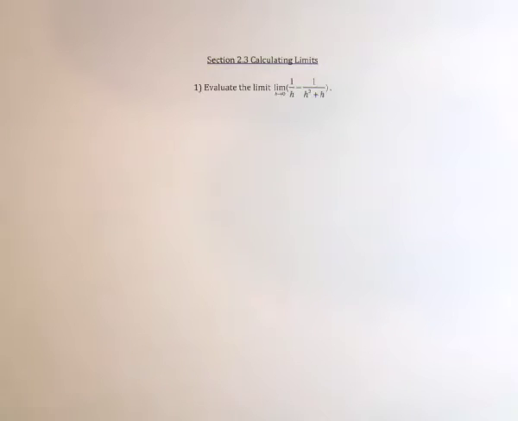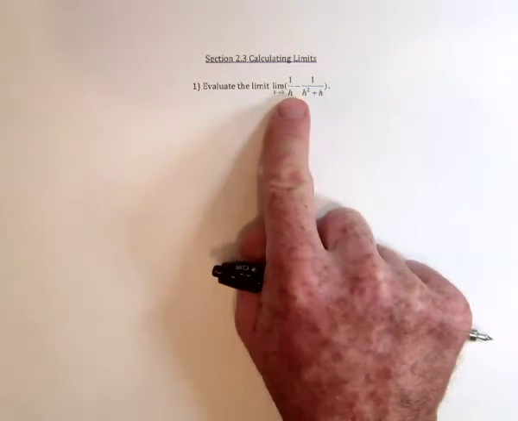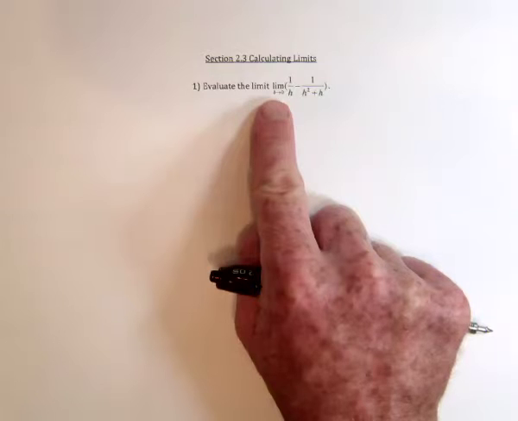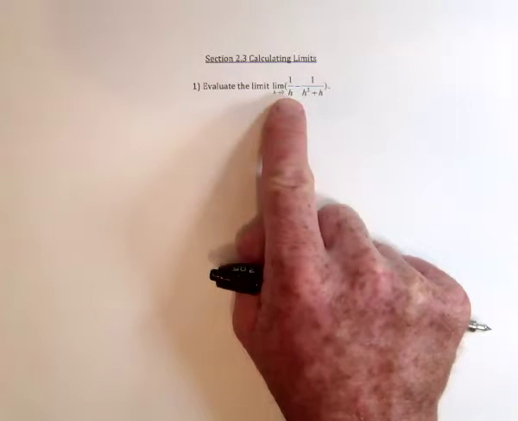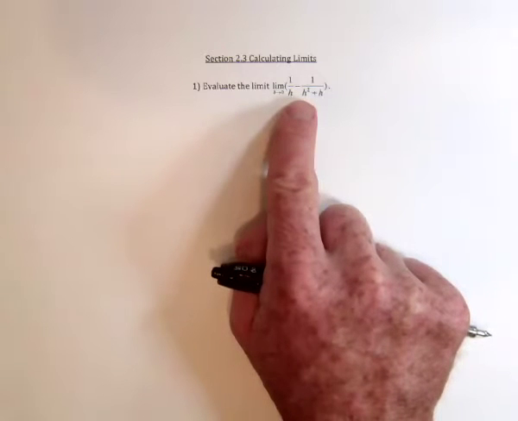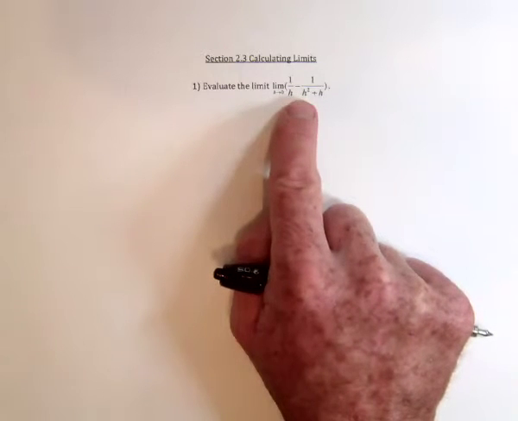Well, from the beginning on this one, we can see that if you were to substitute h equal to 0, it's already undefined right there. So we need to skip straight to the algebra. This is saying you've got two fractions and subtract them.